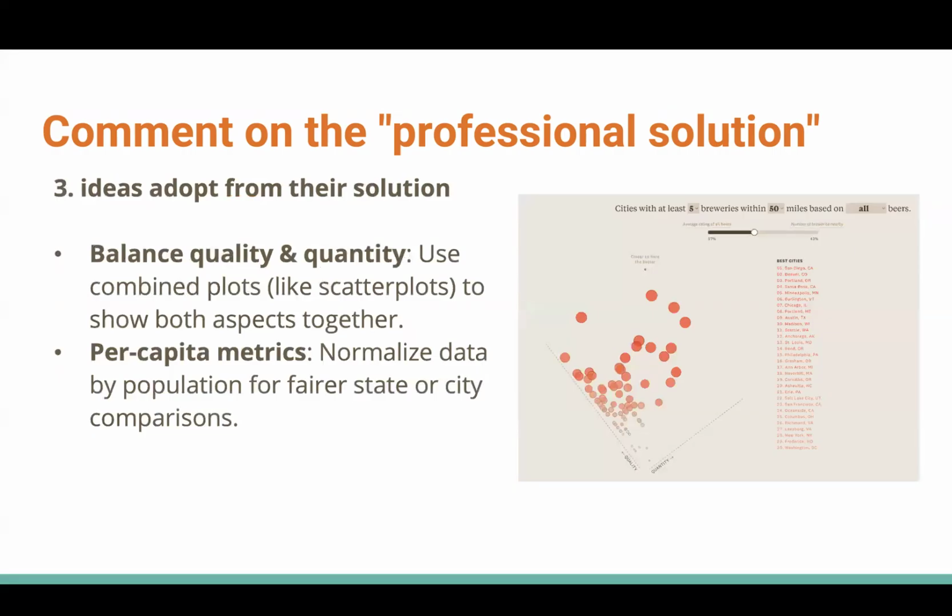There are a few ideas from their design that we really like and would adopt. One is combining quality and quantity in the same charts, which makes comparisons more meaningful. Another is using per capita metrics, so larger states won't always dominate. We also liked their annotations, which made the story clearer for readers who are not beer experts. And finally, mixing rankings with visuals so people can see both the overall pattern and the exact numbers adds a lot of value.